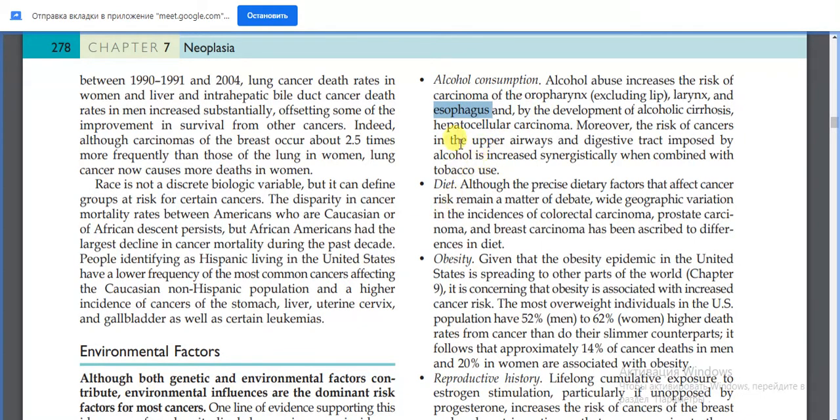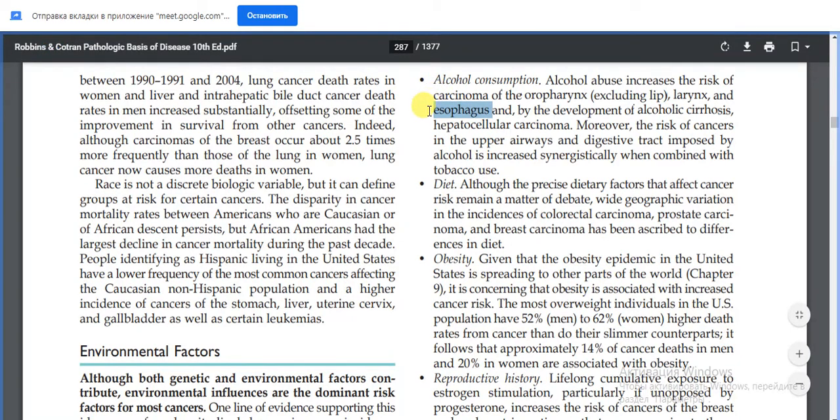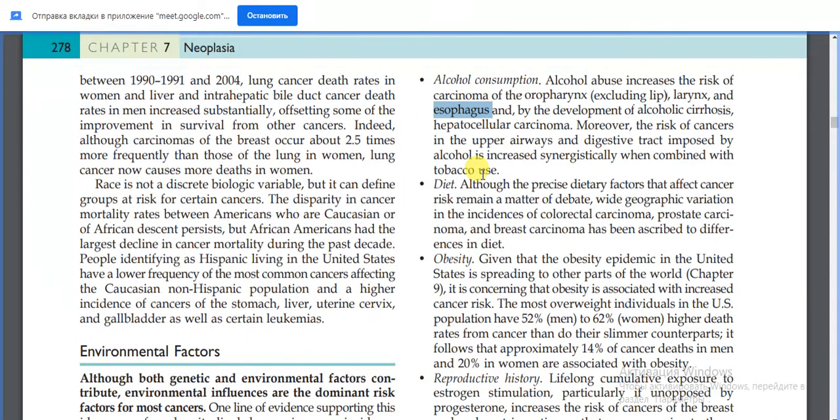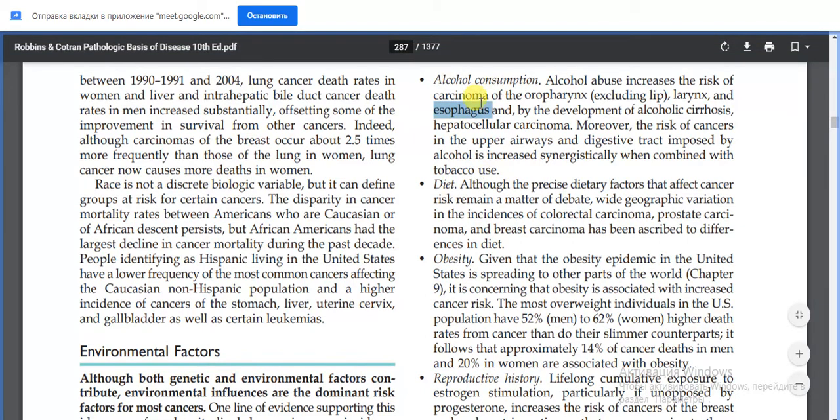So alcohol is usually never named as a carcinogen, but it's just a bad habit of some people, and to frighten them, we say alcohol is very dangerous for cancer. It's not that dangerous for cancer. It's more dangerous for the liver, for alcoholic cirrhosis. But usually we say alcohol is very dangerous for cancer too.